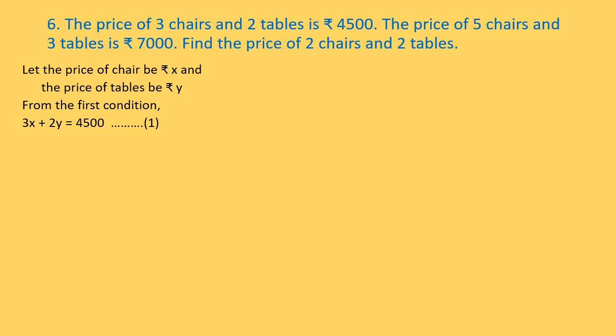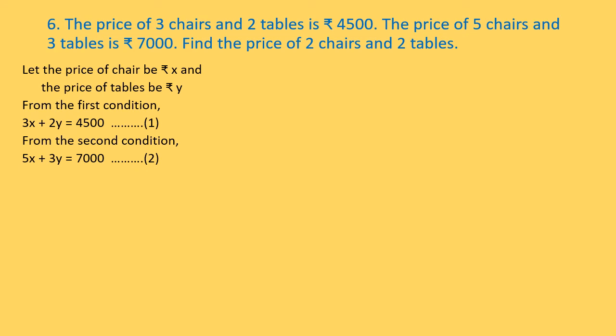Yes, now it is also given that the price of 5 chairs and 3 tables is 7,000. So 5 chairs means 5 into x and the cost of 3 tables will be 3 into y and the total is 7,000. So from the second condition, 5x plus 3y will be 7,000. Now let us solve these equations.